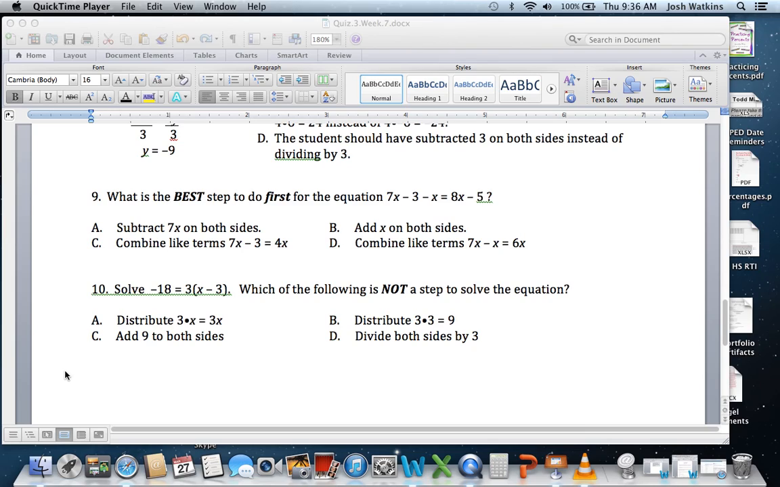A, distribute 3 times x equals 3x. B, distribute 3 times 3 equals 9. C, add 9 to both sides. Or D, divide both sides by 3. So which of the following is not a step at all to solve the equation?